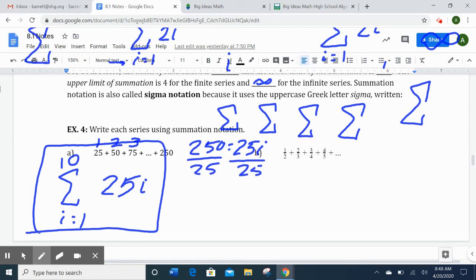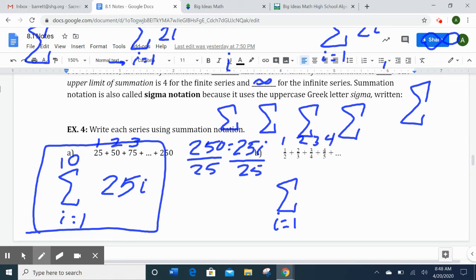Okay, letter B says 1/2 plus 2/3 plus 3/4 plus 4/5. So I'm definitely going to need the summation notation. I'm going to start with the first term. The first term, because they give me the first term, is 1/2. The second term is 2/3. The third term is 3/4. The fourth term is 4/5.